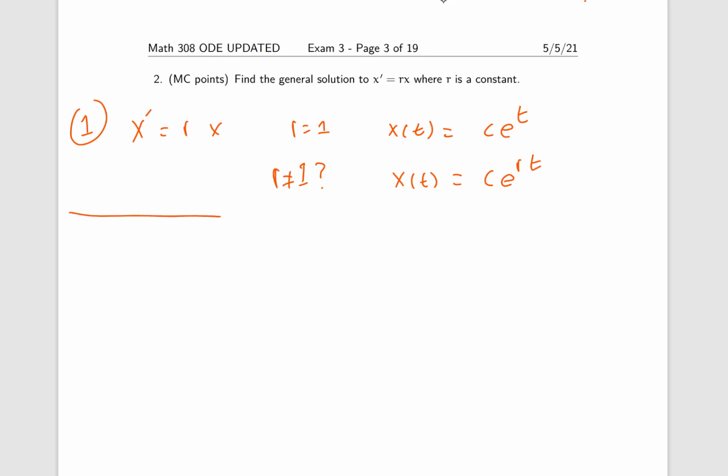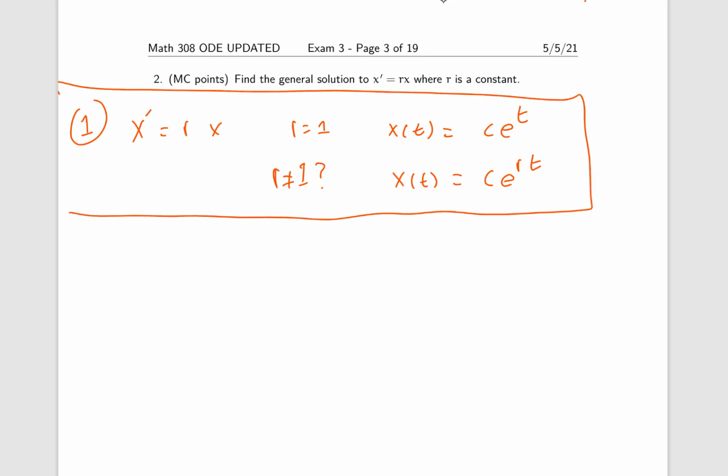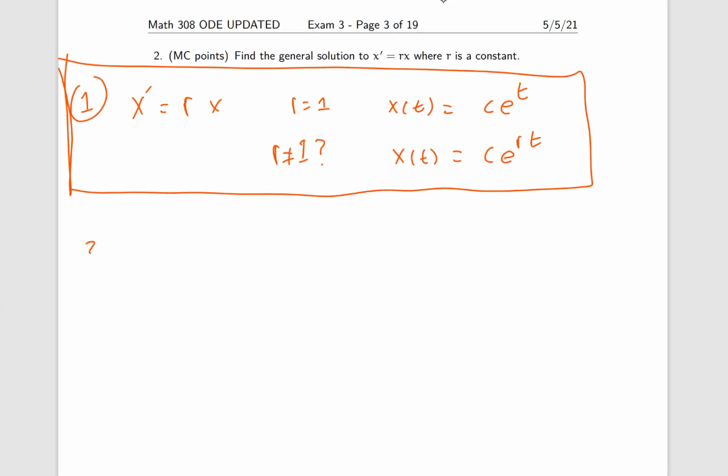Okay, this is like a gimme problem. This is a problem that you can do. This is a problem that a Calc 1 student in principle should be able to do. It doesn't involve any differential equations techniques. But let's say you did want to use some differential equations techniques. So here's some other ways you could do it.